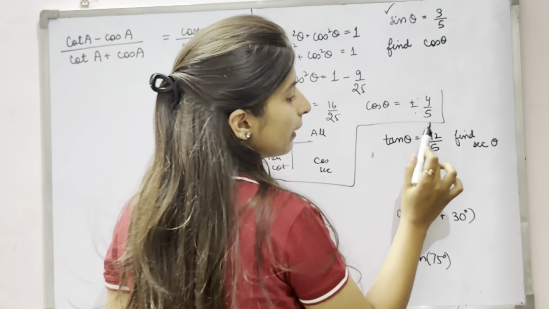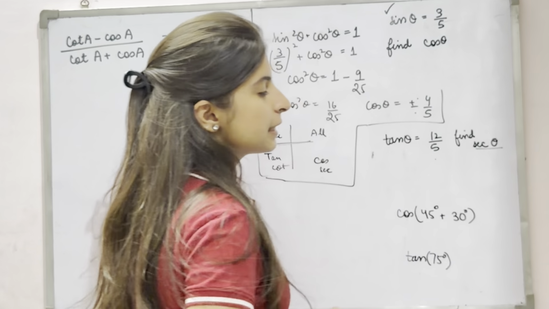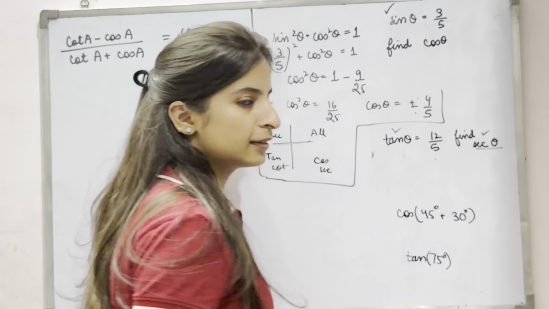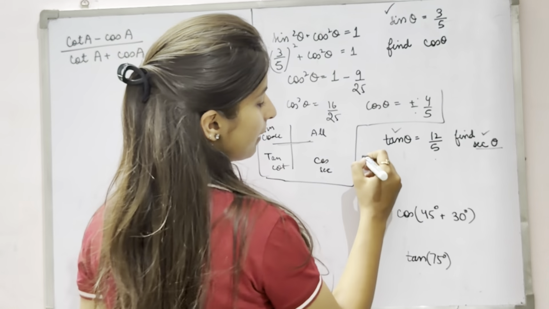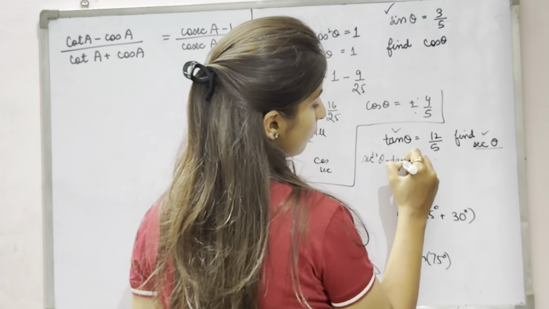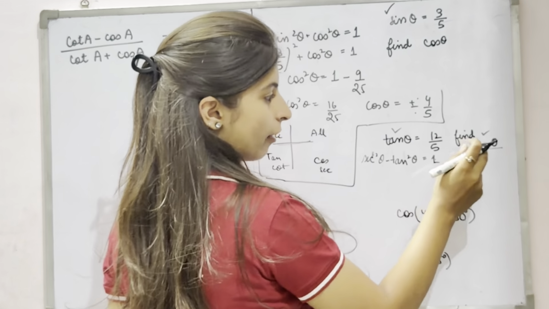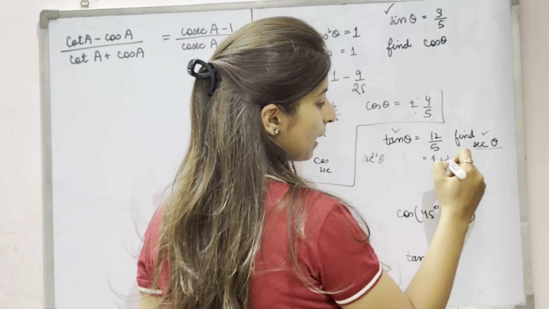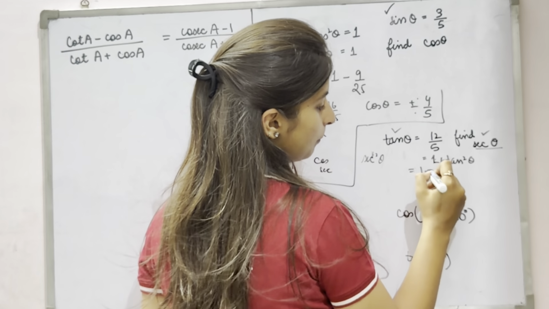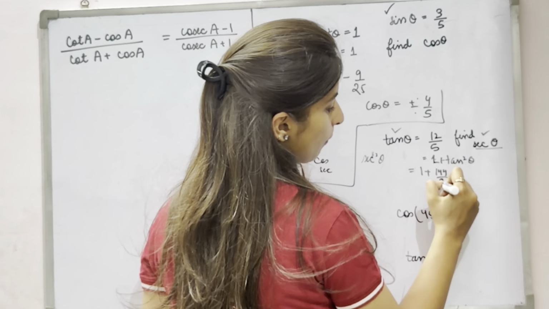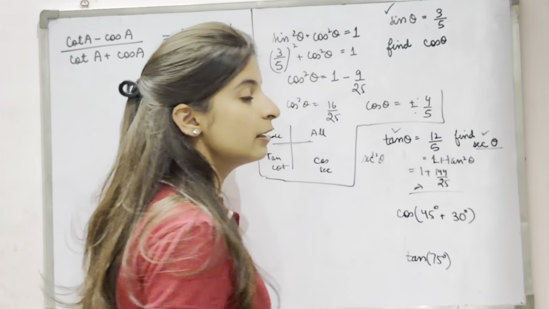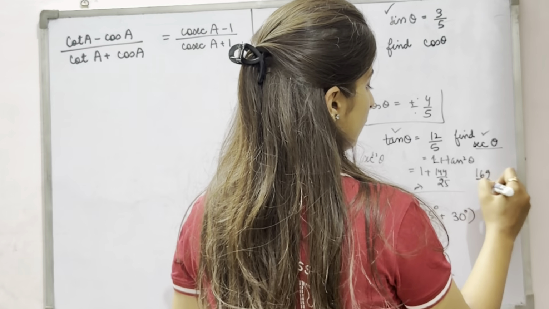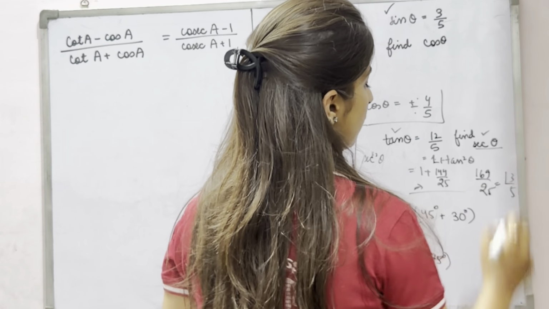It says tan theta is 12 by 5. Find the value of secant theta. Find an identity where you have both tan theta and secant theta: secant square theta minus tan square theta equals 1. You have to find secant theta, so I'll take this to the other side. This becomes 1 plus tan square theta, which is 1 plus 144 by 25. You can simplify it and you will get 169 by 25. This will give you 13 by 5.